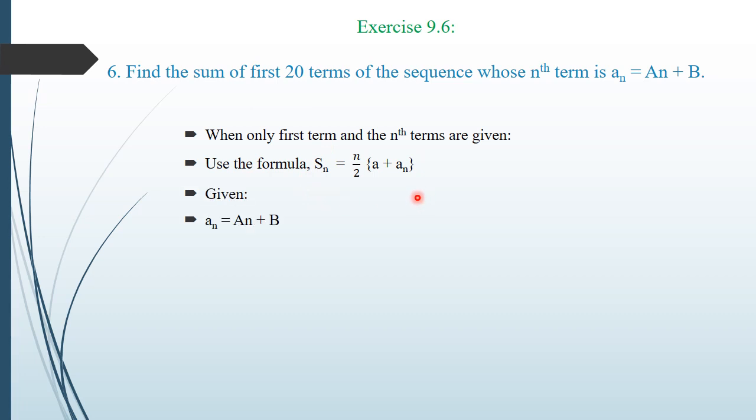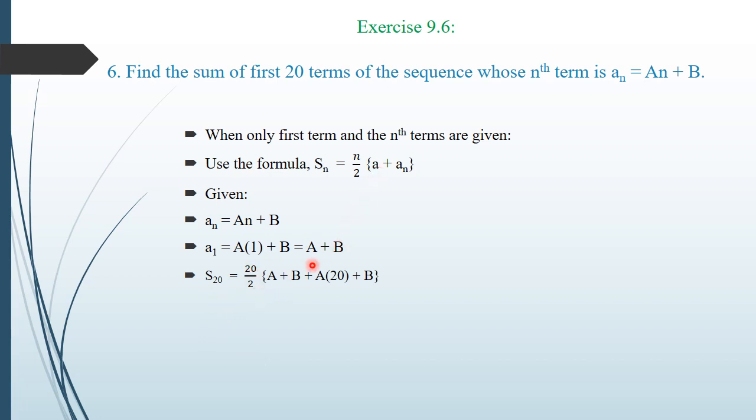Here what is given to us is the nth term, an equal to capital A into n plus capital B. In this formula you can see what is required: we need n, which is known, that is first 20 means n will be 20. We know the nth term, but we don't know a, the first term. So in order to calculate the first term, I'll substitute 1 in place of n here. Therefore a1 is equal to capital A plus B, that I'll get as the first term. Substituting all the known values in this formula, we'll get S20 is equal to 20 by 2.